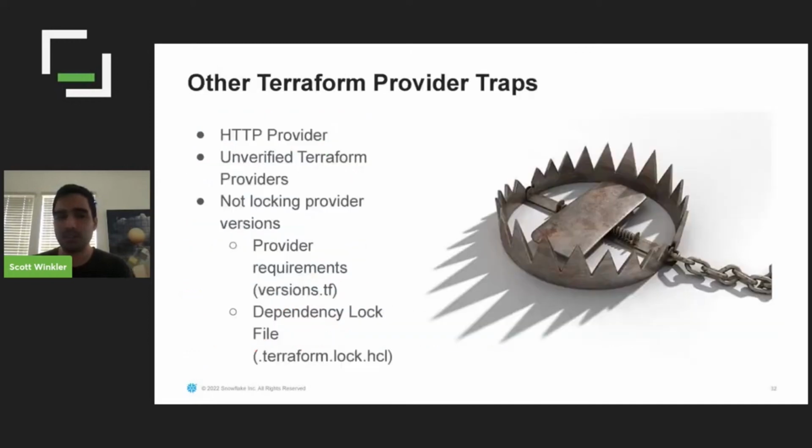But actually, there's other kinds of providers too that could do very similar, like the HTTP provider, really any kind of unverified Terraform provider. And this is another reason why you should lock the provider versions. There's a required providers block, and I typically put this in the versions.tf file. You have a dependency lock file, which was introduced recently. So I think that you should really just exercise caution in the providers that you choose, and just be careful with your choice of providers.